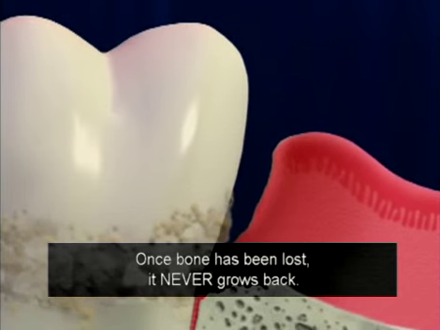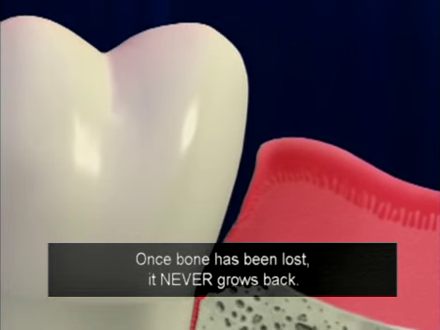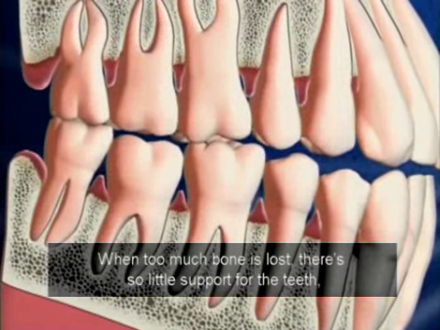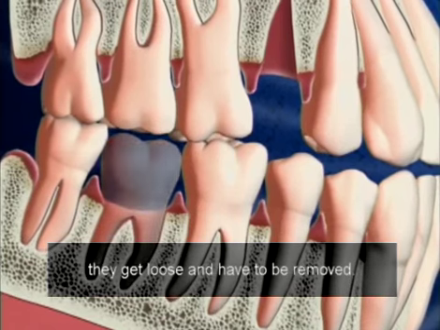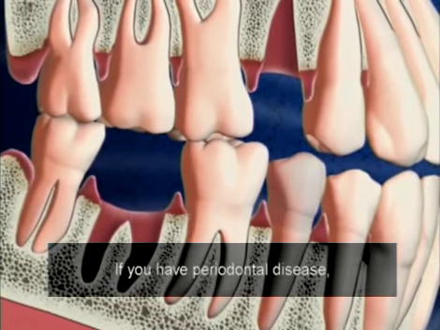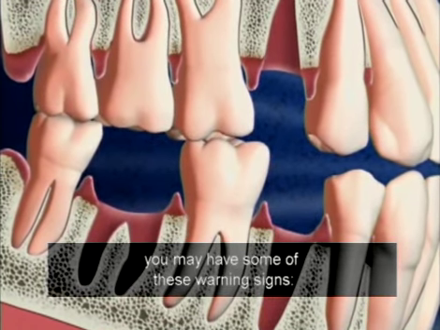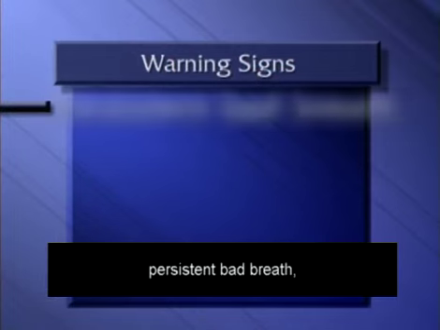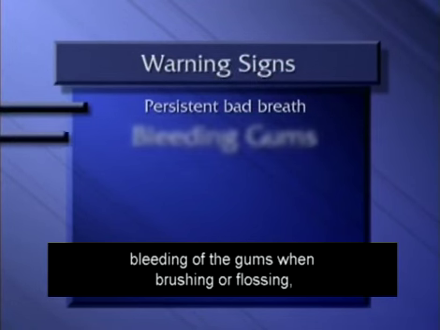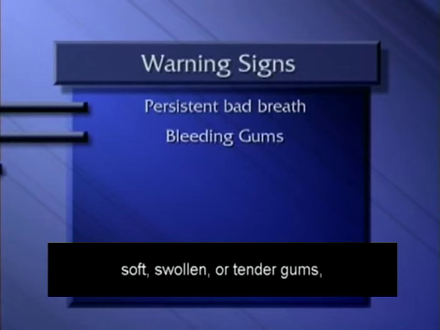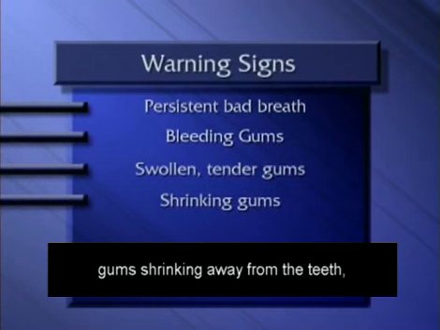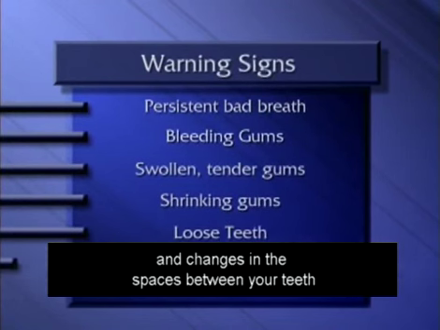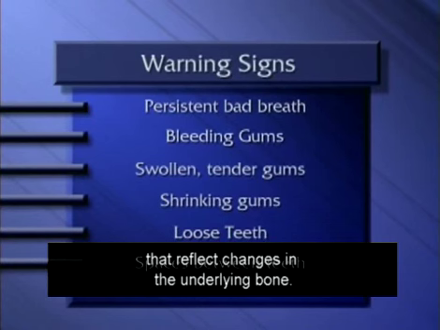Once bone has been lost, it never grows back. When too much bone is lost, there's so little support for the teeth, they get loose and have to be removed. If you have periodontal disease, you may have some of these warning signs: persistent bad breath, bleeding of the gums when brushing or flossing, soft, swollen, or tender gums, gums shrinking away from the teeth, loose teeth, and changes in the spaces between your teeth that reflect changes in the underlying bone.